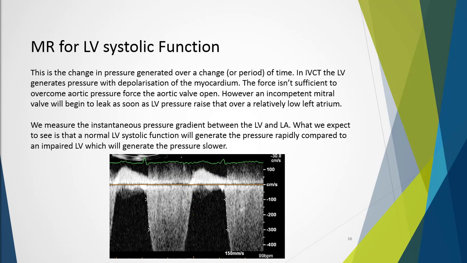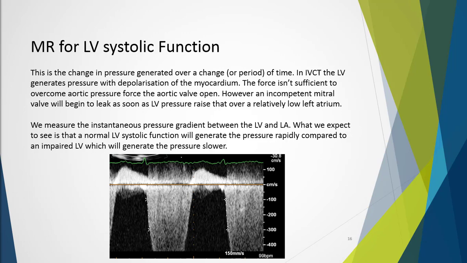We may also use mitral regurgitation to assess LV systolic function. These flow profiles are applied with a method called dP/dt. The D represents delta, which is change. Thus, it's the change in pressure generated over a change or period of time.